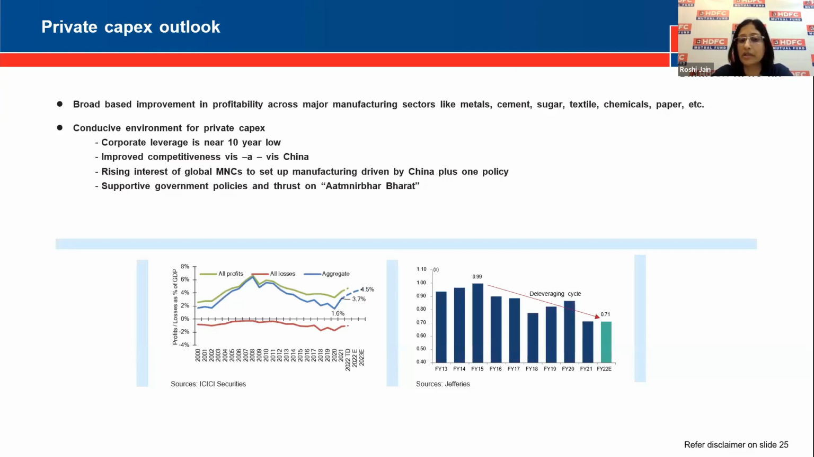The balance sheets of companies also support or provide the ability to embark on this kind of Capex. So the point that I'm trying to make is that we will see growth driven by pickup in private sector Capex, which will culminate in greater manufacturing capacity in India.